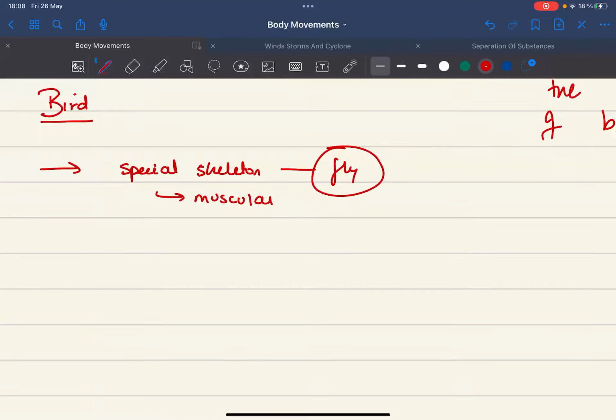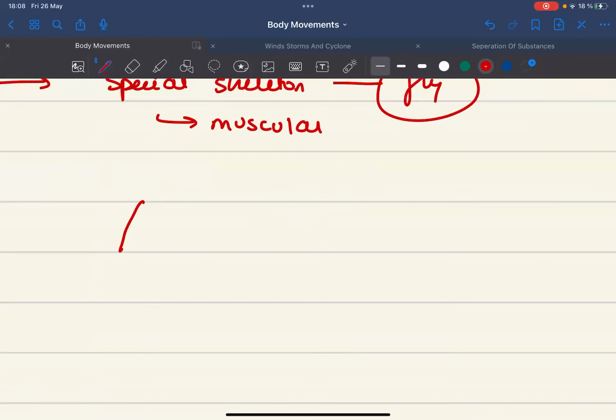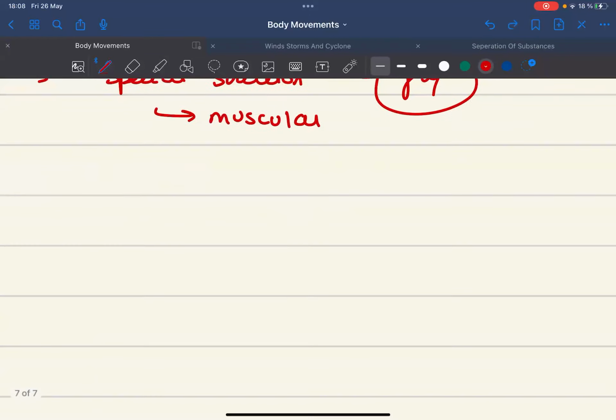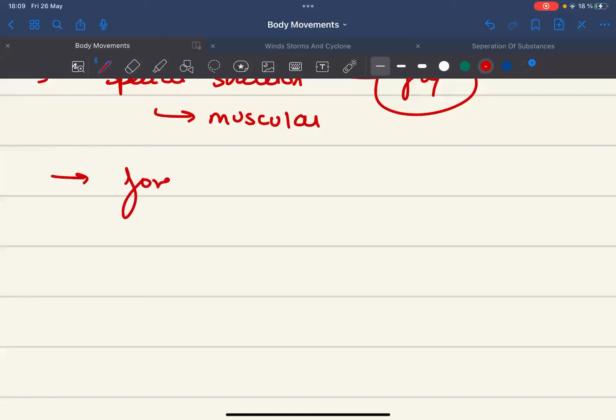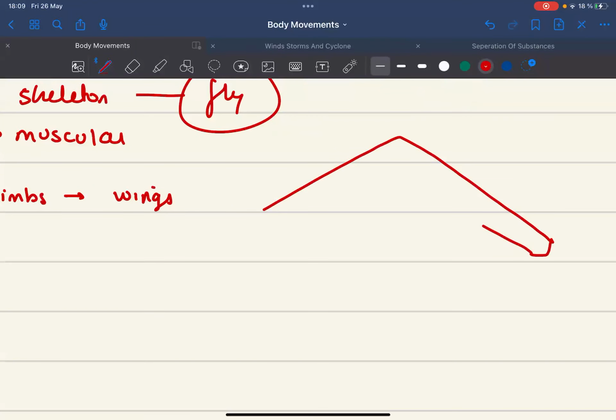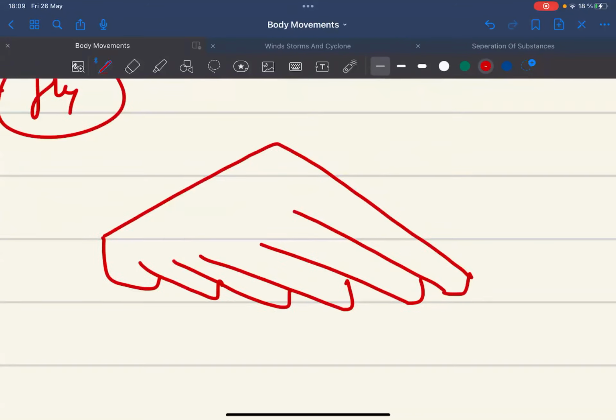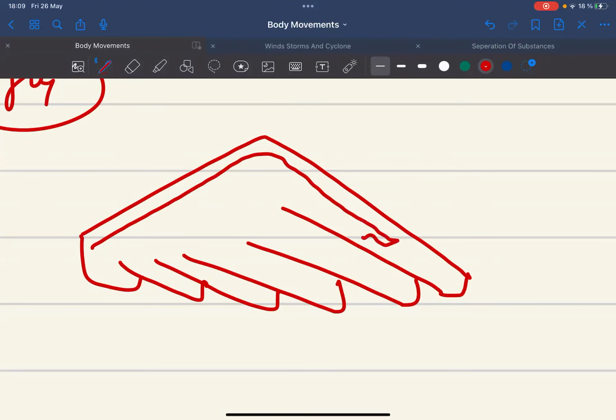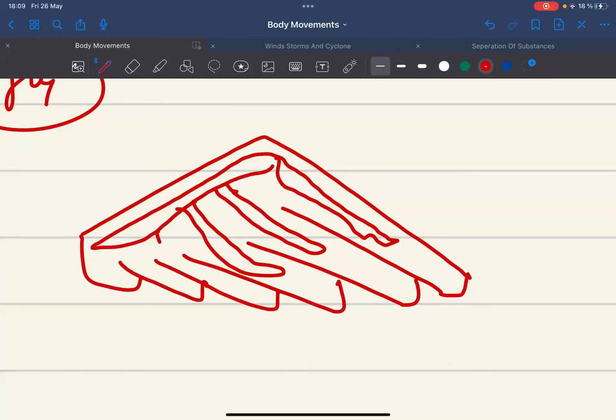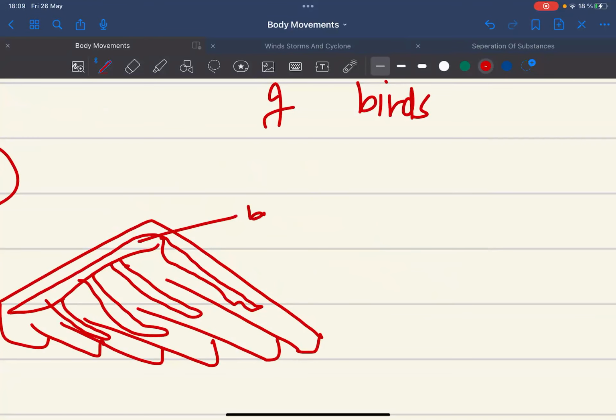So the forelimbs are modified into wings. Forelimbs are what? Our hands are only forelimbs, okay? So the forelimbs are the wings for them, which help them to fly. And the bones inside are hollow. Now, this is one of the wings, okay? So inside the wing, you have bones that are attached, right? So these bones, now take a single bone.